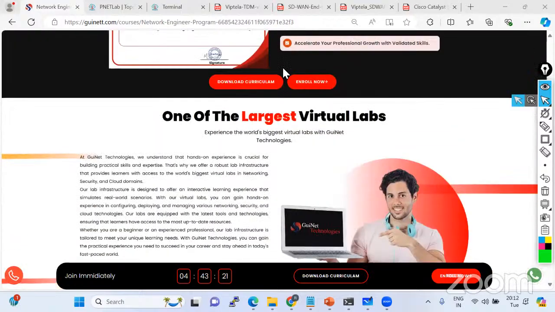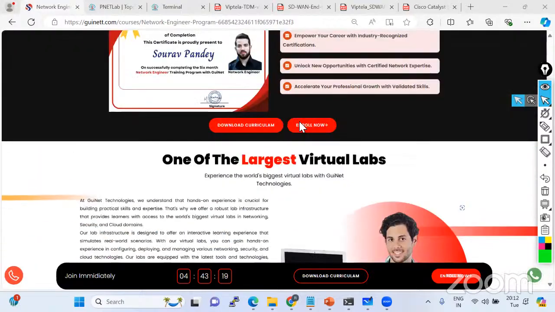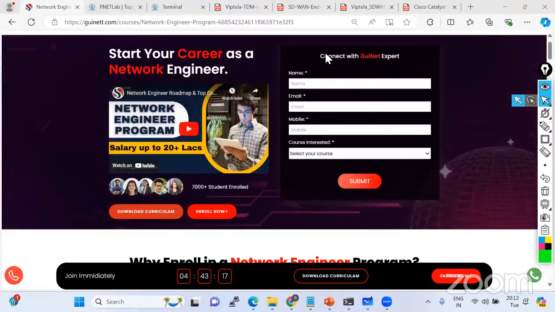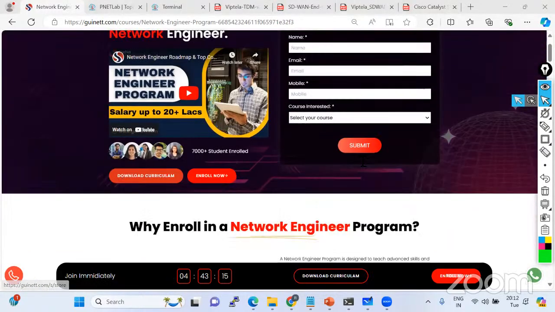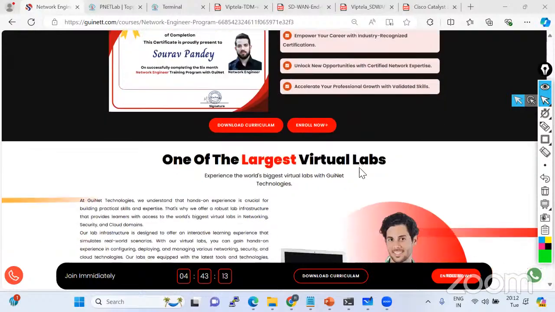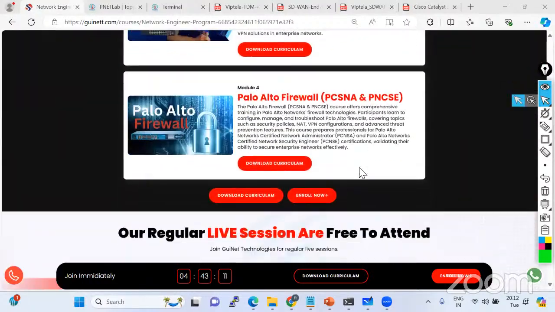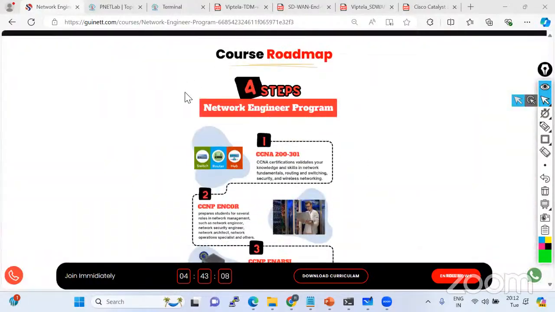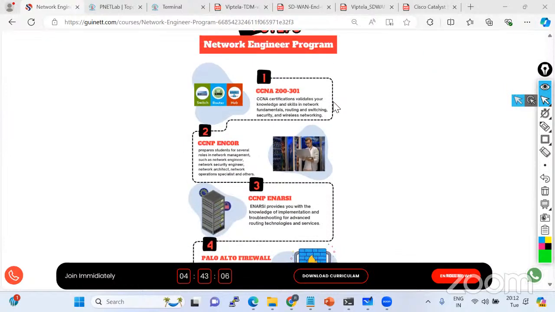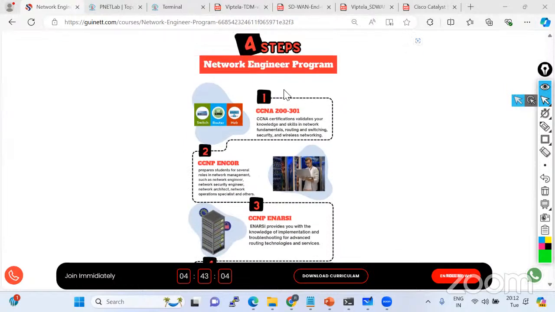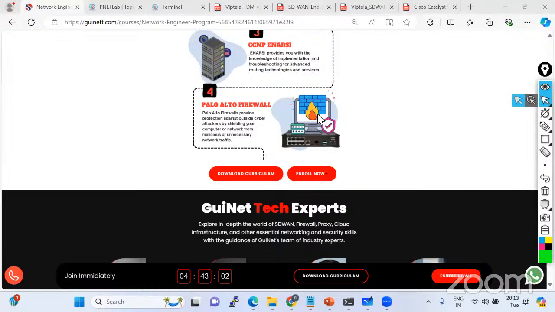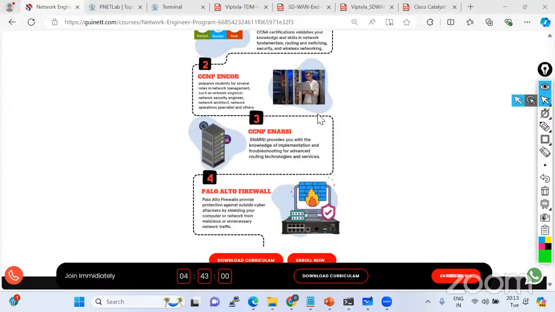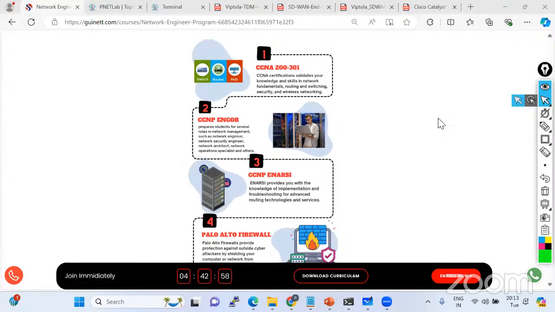If you want to explore, you can visit our website and find this network engineer program by going to the courses, and there you can get it. In the section below, there is a 4-step roadmap for network engineers. Basically it's not a complete network engineer program, it's for network security engineers, because we are adding Palo Alto and FortiGate firewall also. But what you should learn before you start your career with Cisco SD-WAN?